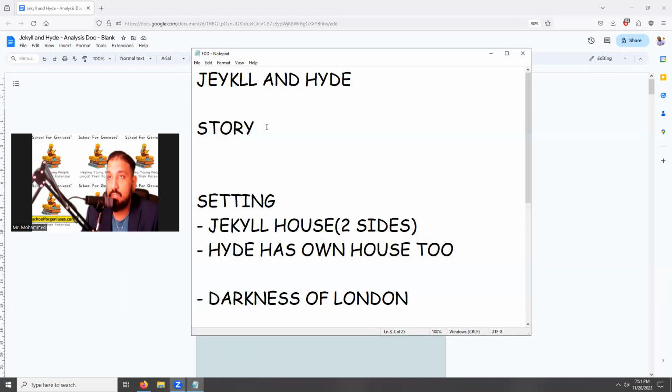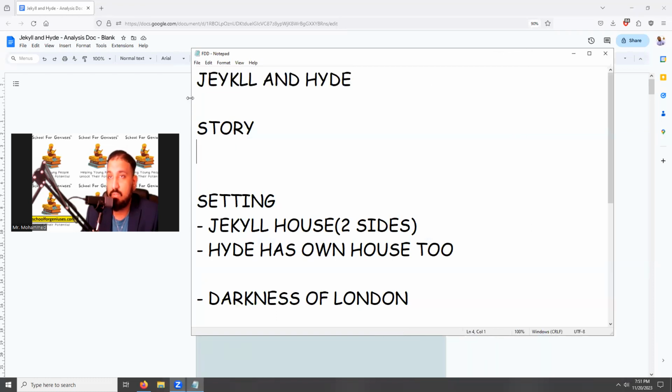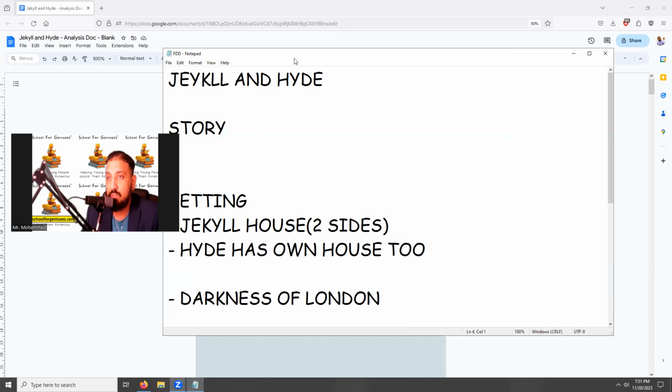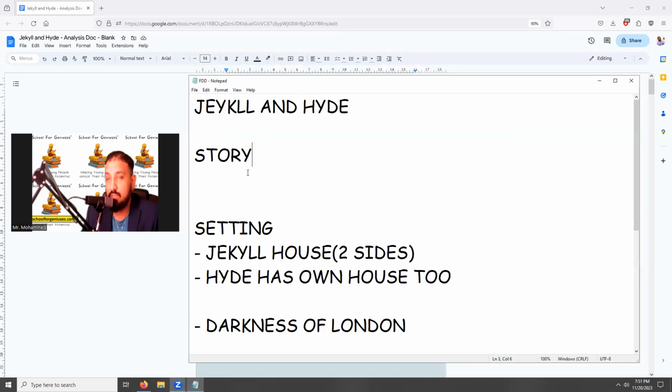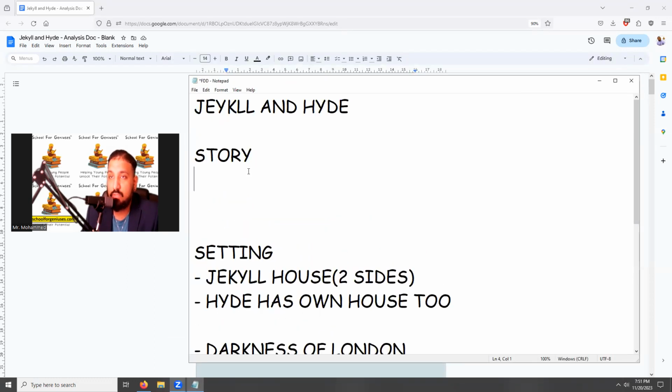So now, let's quickly go through the main things you need to know for Jekyll and Hyde. You could be doing this for your essay, your Scots text, or your GCSE. A couple of things you need to know about the text. First thing is the story. So, what is the story of Jekyll and Hyde? Real simple. Obviously, you should be writing this down.